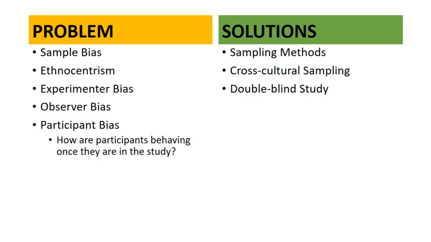Participants may lie for a variety of reasons, including to look good, to help the researcher, and because they just don't know the answer. For instance, if I ask students in a study, how many hours do you spend studying for Psych 100 every week? I'm likely to get an inflated number.